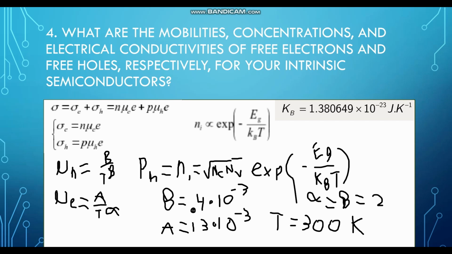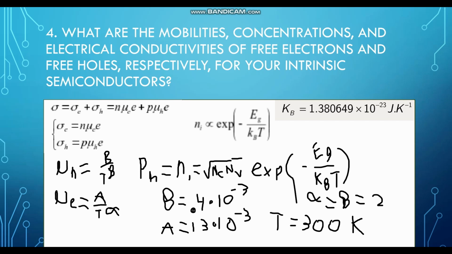Separated here. And then we have this, the mobility, which is this constant v over the temperature, which we're going to be using 300 Kelvin for our example, times beta, and that's another constant, which for both alpha and beta, we will just be using 2. Same thing for our electron mobility, and we have our A constant here.